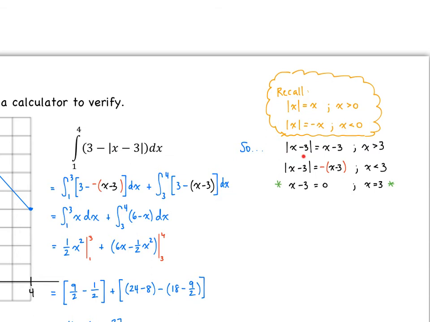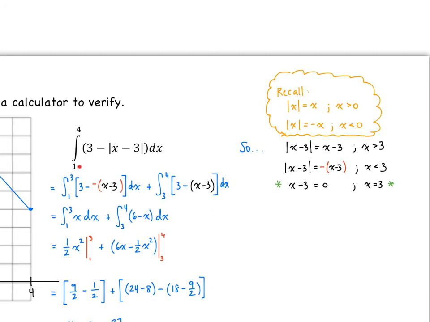Well, the absolute value of x minus 3 equals x minus 3 when x is greater than 3, because that means inside is positive. Okay? The absolute value of x minus 3 equals the opposite of x minus 3 when x is less than 3. So when x is less than 3, we get a negative value inside of the absolute value. So we have to take the opposite of that. And then just note that x minus 3 equals 0 when x equals 3. So this is kind of our breaking point when we're going to break up our integral into two separate integrals. Okay, so we have to use these as our breaking point.